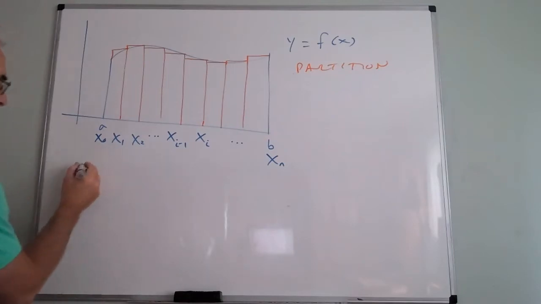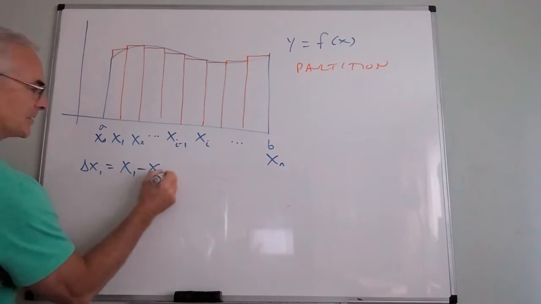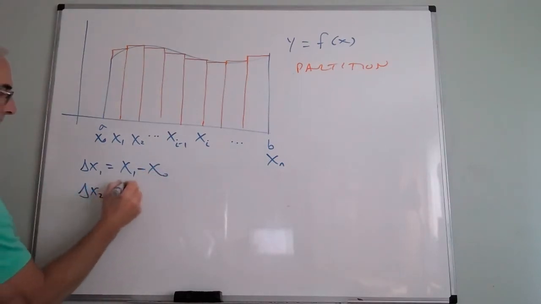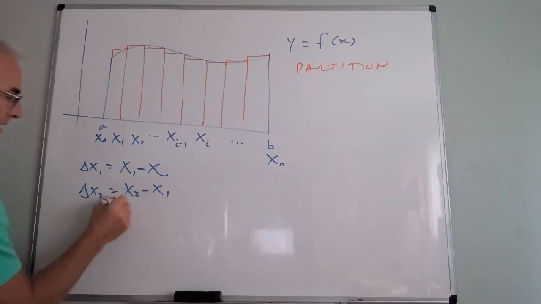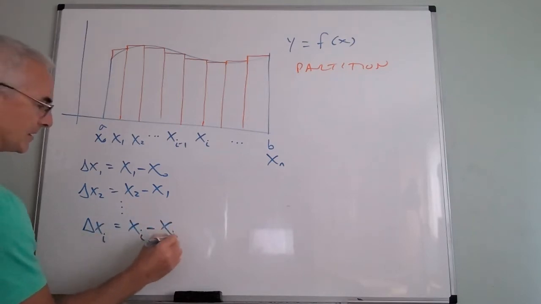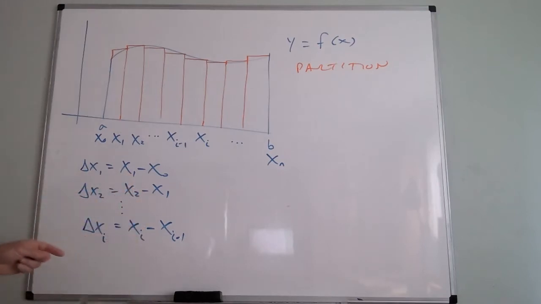So what is delta x1? Delta x1 would be x1 minus x0. That's exactly what it means to be a delta x. What's delta x2? Well, that'd be x2 minus x1. And in general, delta xi would be xi minus xi minus 1. You can see the pattern here. So the ith delta x is how we'd say this.